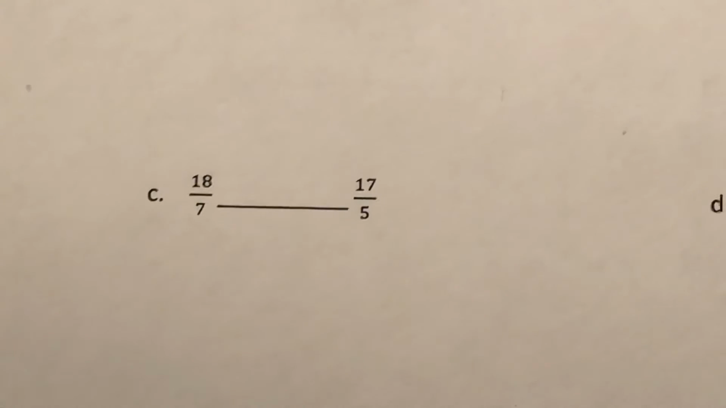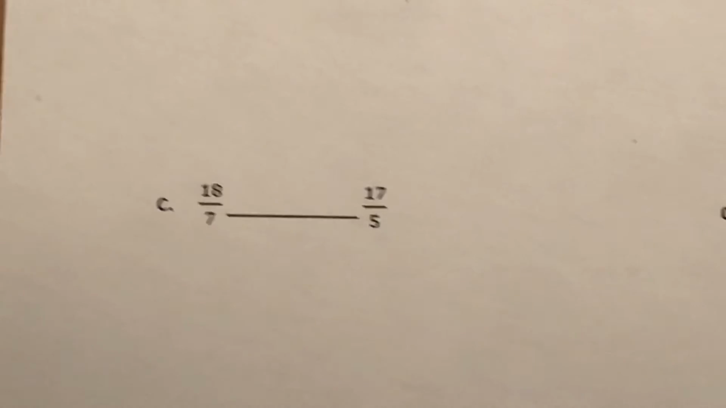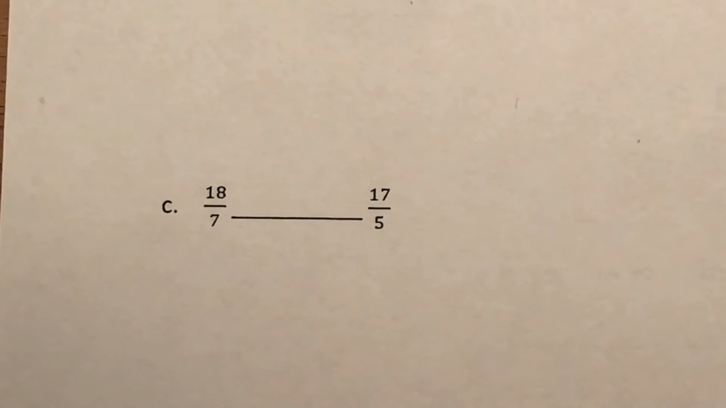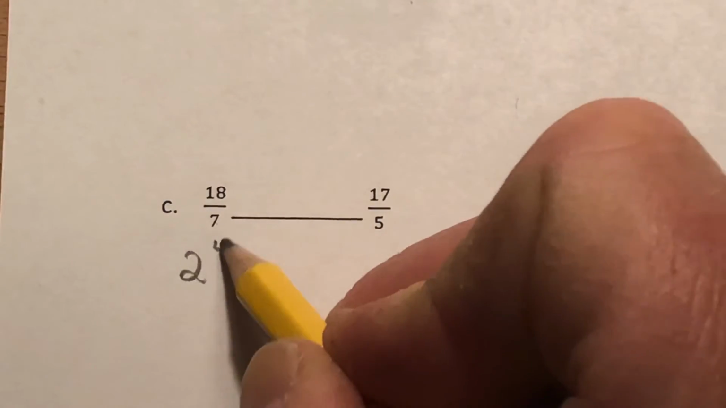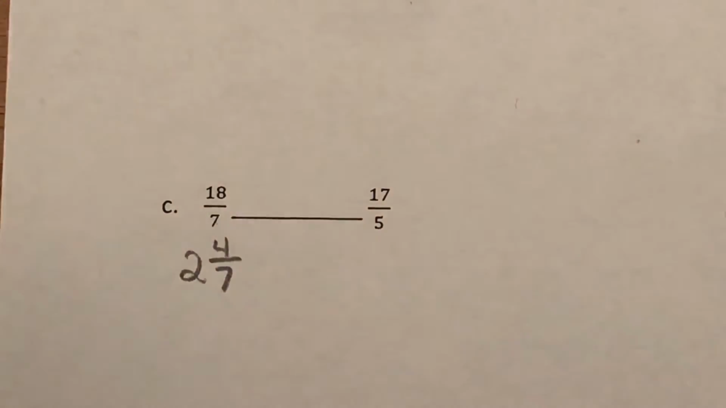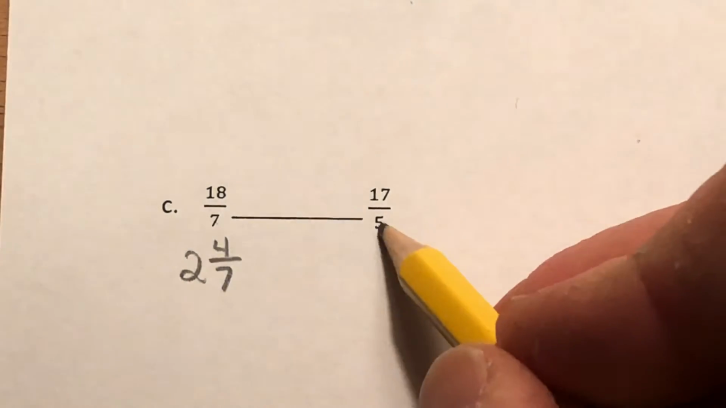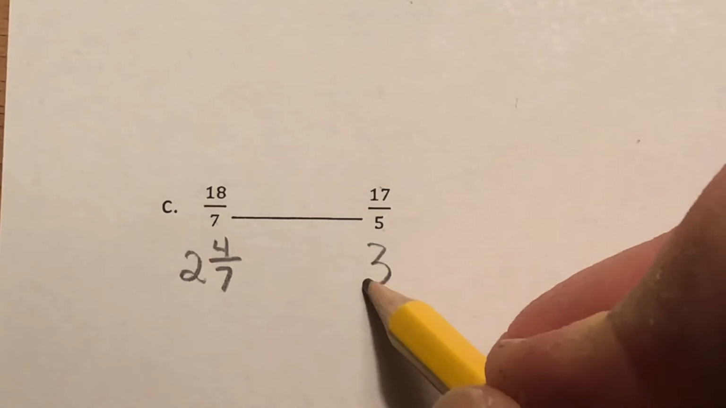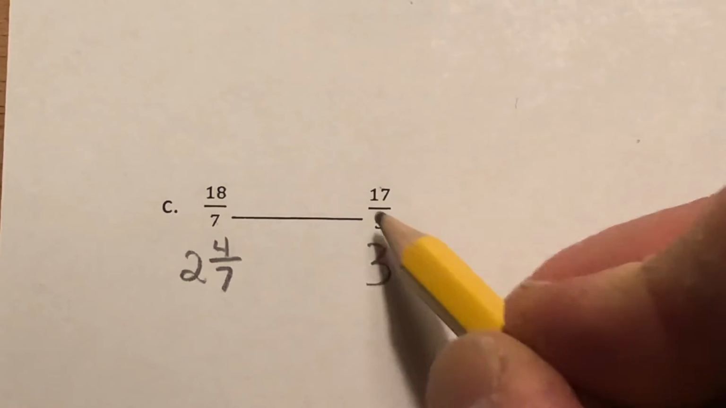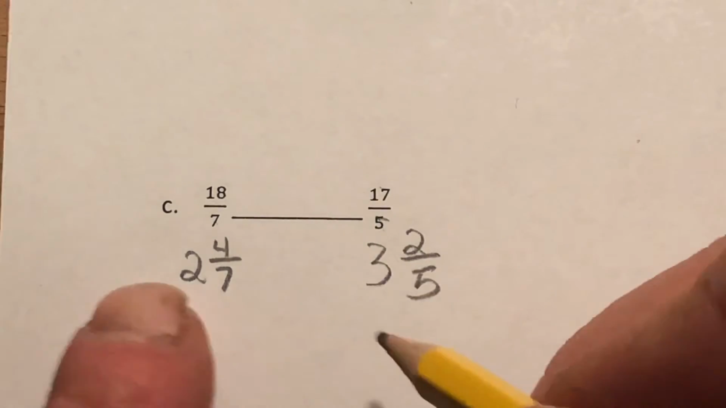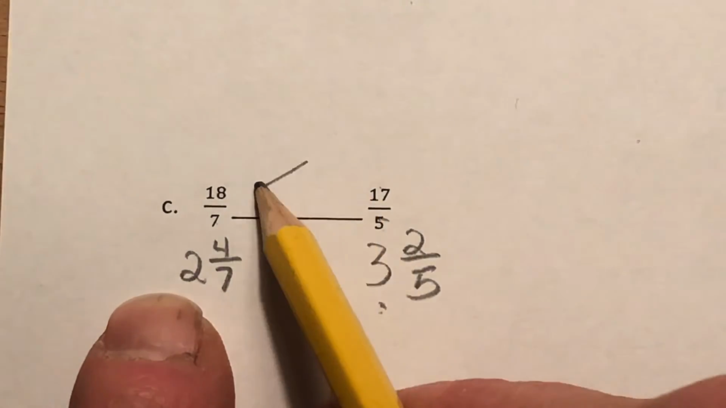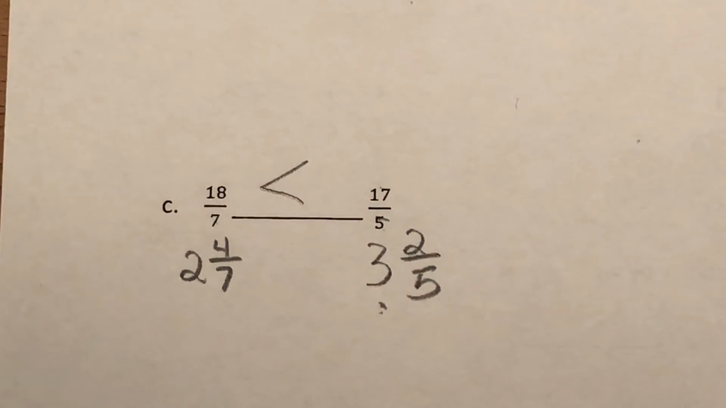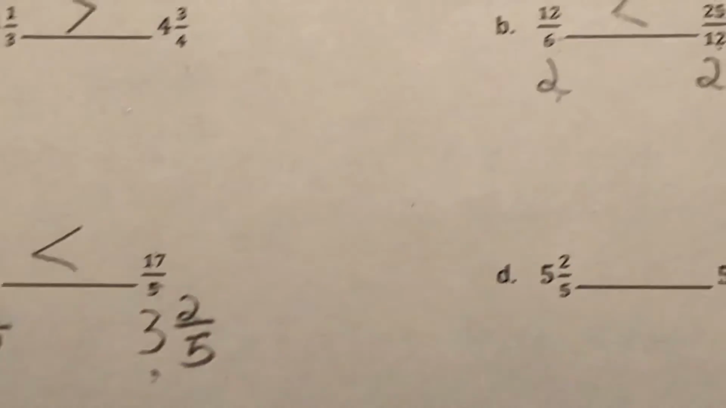Then I have this one, 18/7 and 17/5. I have to convert this one. 7 goes into 18 twice, 4 left over, 2 4/7. So that's just above 2.5. 5 goes into 17 3 times with 2 left over, and of course we're fifths. All I have to do is compare my whole numbers. 3 is greater than 2, so 2 4/7 is less than 3 2/5. All right, here we go.